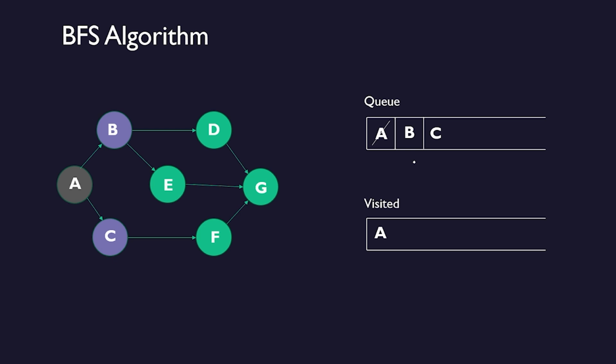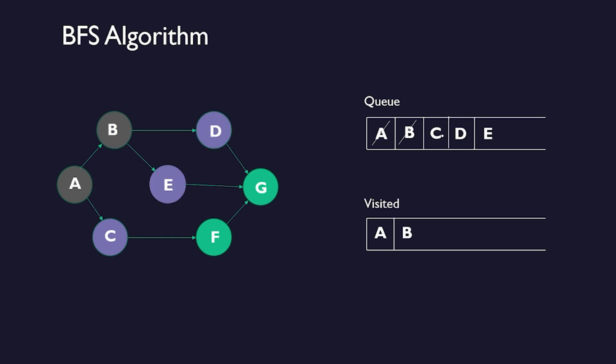Now the next element in my queue is B. So I'm going to be removing B from my queue, keeping it aside, then checking what nodes are connected to B, which is D and E. So before adding B onto my visited, I have to add D and E onto my queue. Then I can add my B onto my visited.